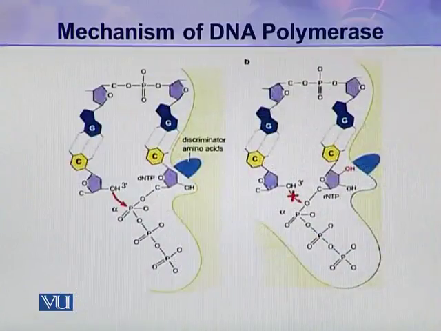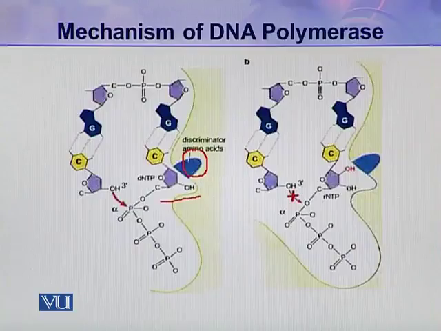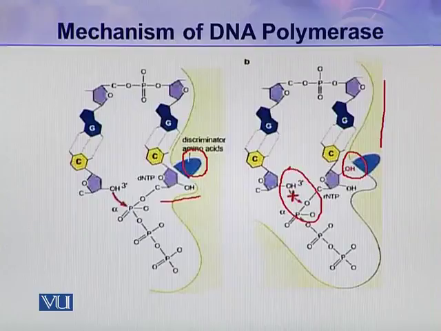So here you can see this is the discriminator amino acid, and this is the correct dNTP. When an rNTP with this hydroxyl group comes to join with the template, the correct alignment will not take place, and catalysis, or the addition of this nucleotide, will not take place.